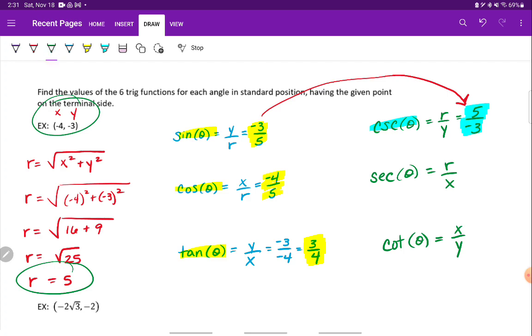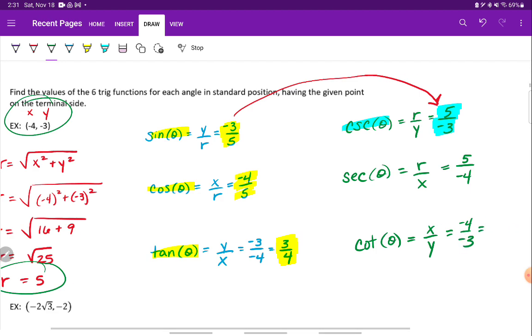So I'll use the definition here again. Secant is r over x. So that's going to be 5 over -4. And then for cotangent, we have x over y, which simplifies to be positive 4/3.